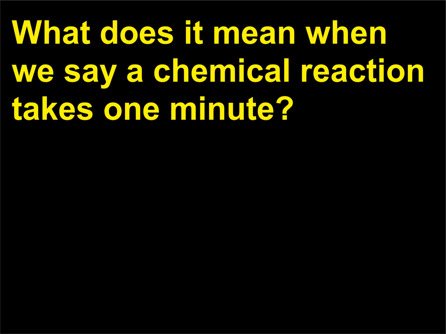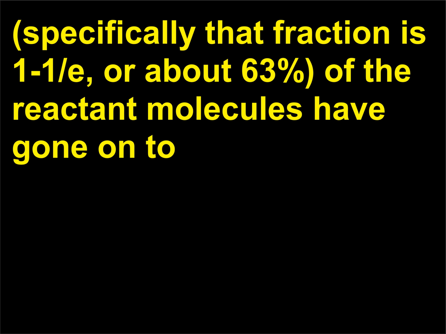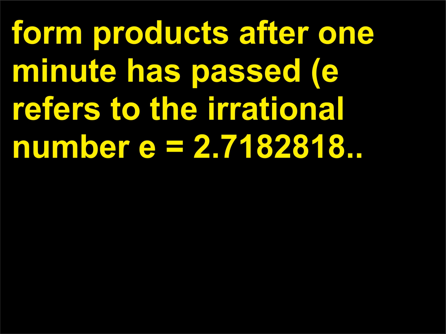What does it mean when we say a chemical reaction takes 1 minute? When we say a reaction takes 1 minute, what we're really saying is that a certain fraction, specifically that fraction is 1-1/e, or about 63%, of the reactant molecules have gone on to form products after 1 minute has passed. e refers to the irrational number e equals 2.7182818.